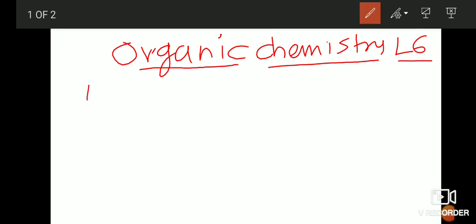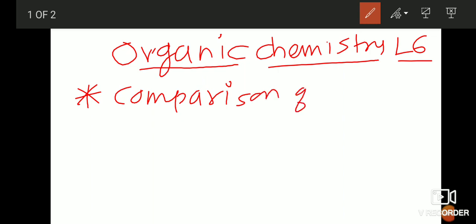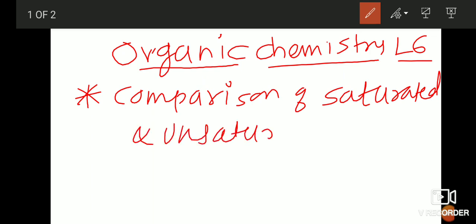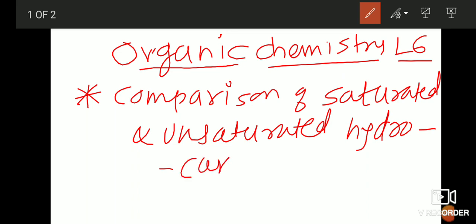So in today's lecture we are going to see the comparison of saturated and unsaturated hydrocarbons. So this is our today's topic, a very important topic, and we are going to understand by different points what the comparison points are between the saturated and unsaturated compounds. So let us start with the important discussions for this point.